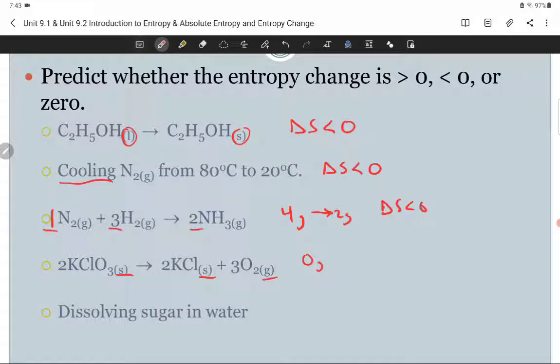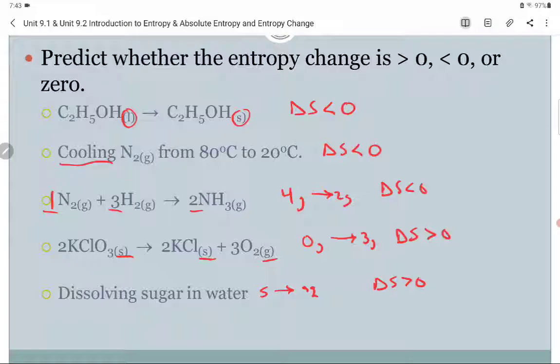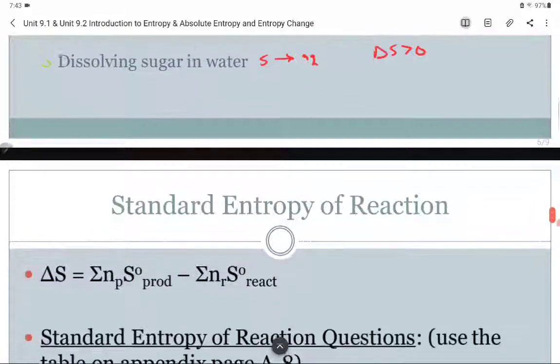So ultimately for us, 0 gases going to 3 gases. That is going to increase in disorder. If you would dissolve sugar into water, that's solid going to aqueous. That's going to become more disorderly. We can quantify these later. We're not going to do that right this second here.